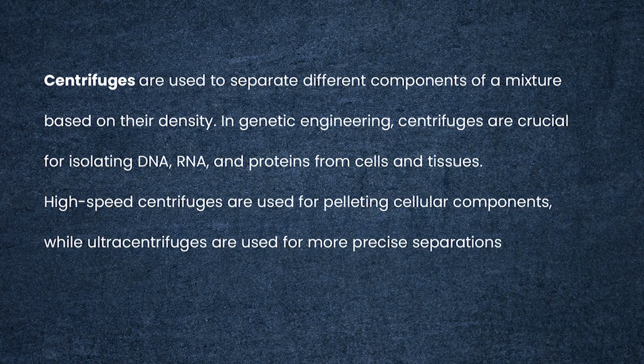In genetic engineering, centrifuges are crucial for isolating DNA, RNA and other proteins from cells and tissues. High speed centrifuges are used for pelleting cellular components, while ultracentrifuges are used for more precise separations. So, depending on the sample that we have, we choose the type of centrifuge to be used, and also they have different rotors having different speeds and different volumes of sample that they can hold.